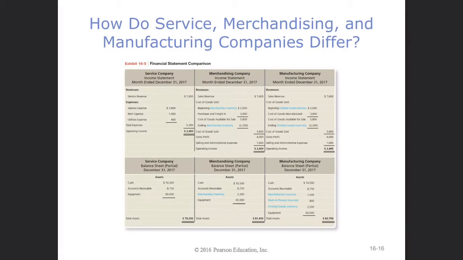When we look at the balance sheets, there are also some similarities and differences here as well. So for a service company, you have cash, accounts receivable, equipment, and then that gives us our total assets. For the merchandising company, again, we have our cash and accounts receivable, and we also have equipment, but we are also adding in our merchandise inventory. And then for our manufacturing company, we still have cash, accounts receivable, and equipment, but for manufacturing, on our balance sheet, we're also going to show our raw materials inventory, our work in process inventory, and our finished goods inventory.